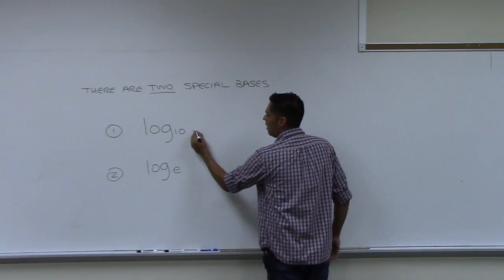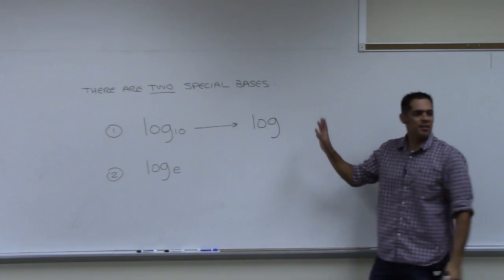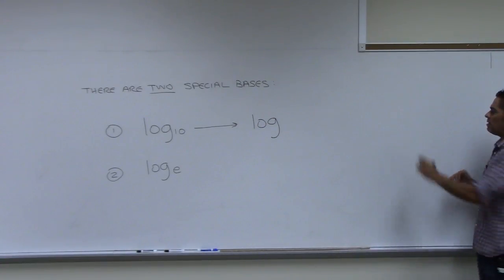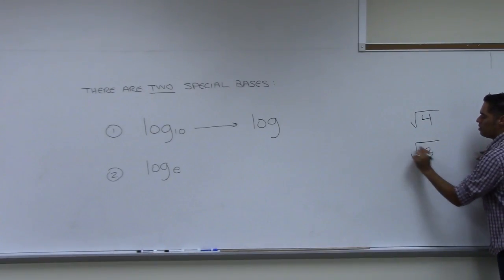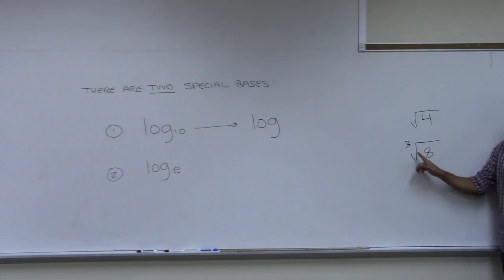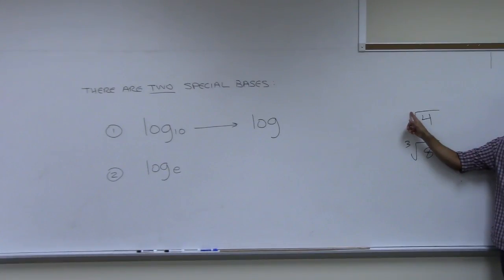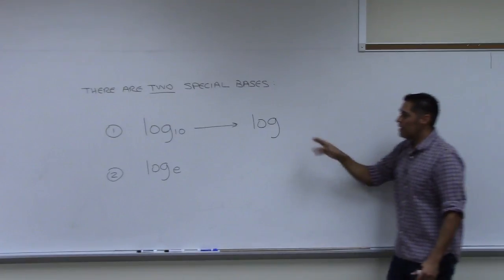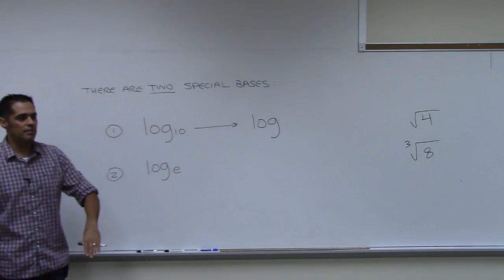If you want to use log base 10, all you have to write is log, and everyone understands that the 10 is there. It's kind of like when I write the square root of 4 and the cube root of 8. When I write cube root of 8, I have to put the 3 out here, right? But when I put square root of 4, I don't put the 2 out here, do I? But it's understood it's there. So it's the same thing. When you write log, L-O-G, everyone needs to understand that the base is 10. All right?